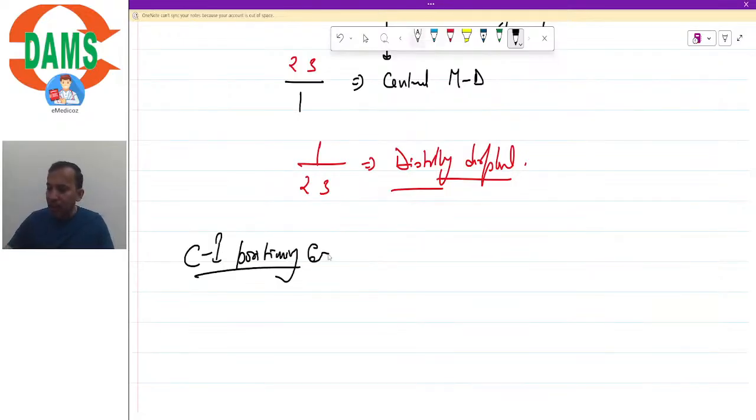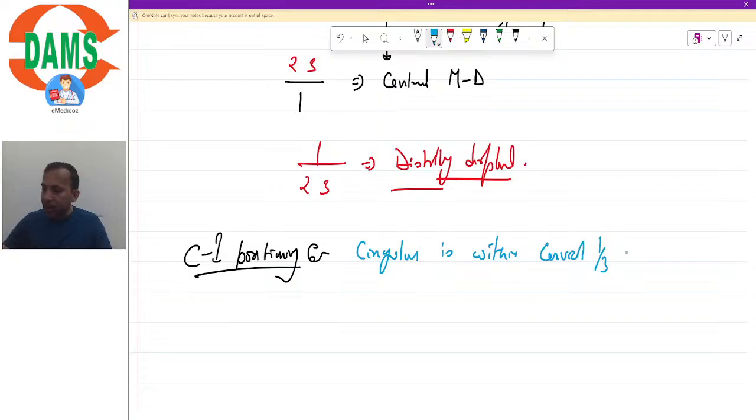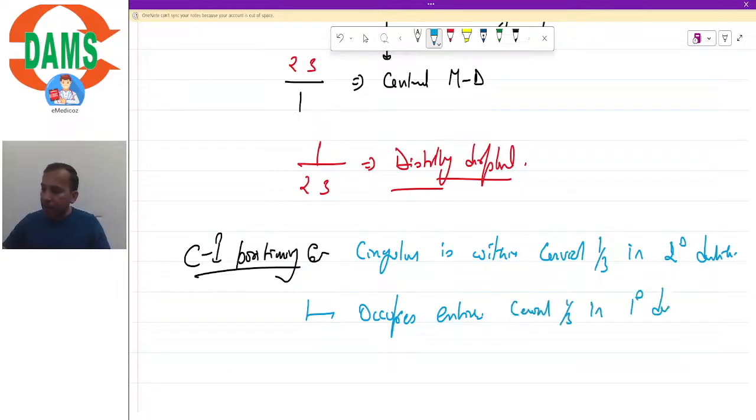So, when we say cervicoincisal positioning, usually the cingulum is within the cervical third in permanent dentition, but it occupies the entire cervical third in primary dentition, right?